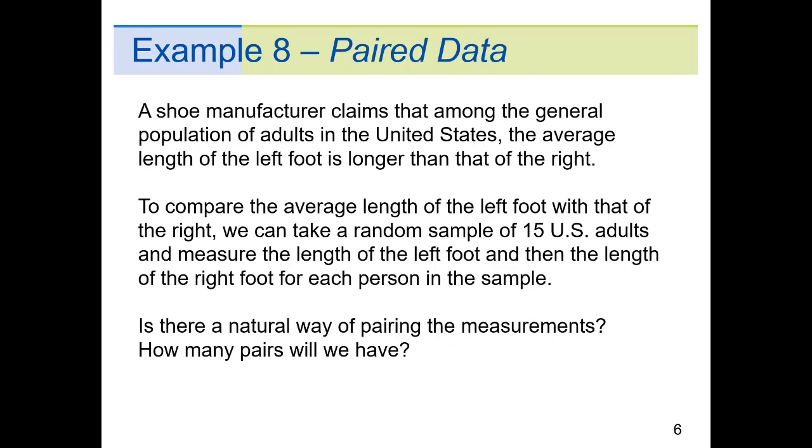A shoe manufacturer claims that among the general population of adults in the US, the average length of the left foot is longer than that of the right foot. To compare the average length of the left foot with that of the right, we can take a random sample of 15 US adults and measure the length of the left foot and then the length of the right foot for each person in the sample. Is there a natural way of pairing the measurements? How many pairs will we have?